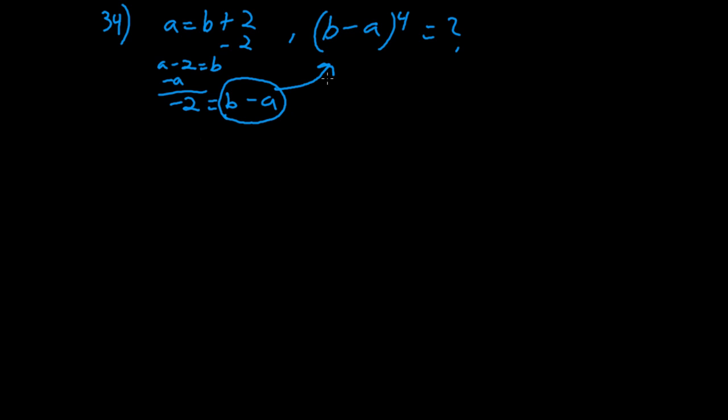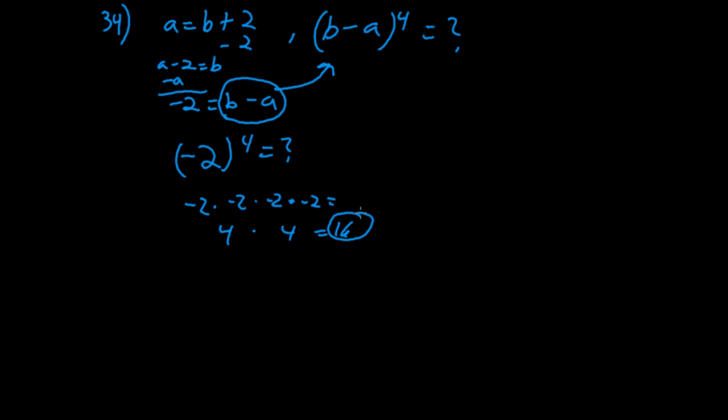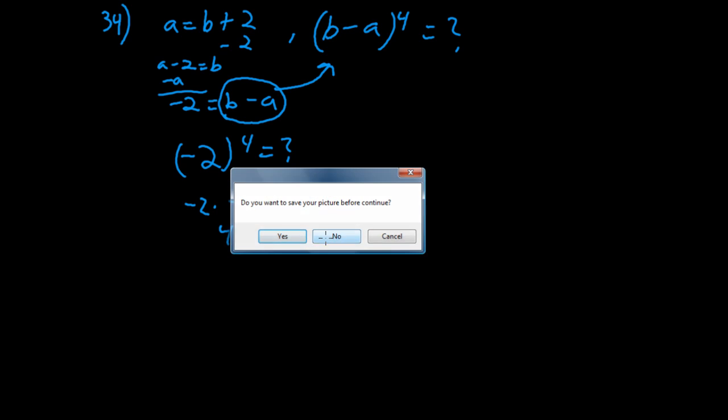So in reality, this question simplifies down to negative 2 to the power of 4 is equal to what? And whenever we have a negative number to a positive even exponent, the number will always be positive. So negative 2 times negative 2 times negative 2 times negative 2, well, that right here is 4 times 4, which is just equal to 16. And that's your answer. Alright, we'll go on to question number 35 here.